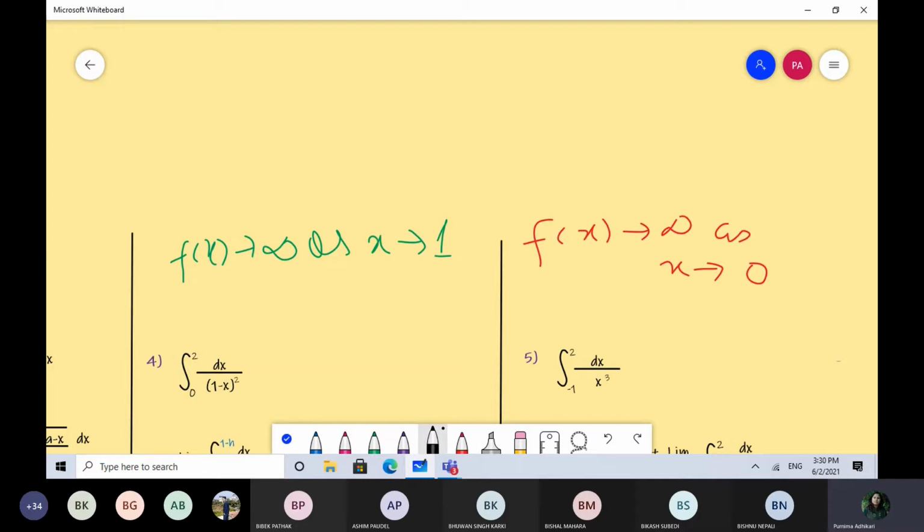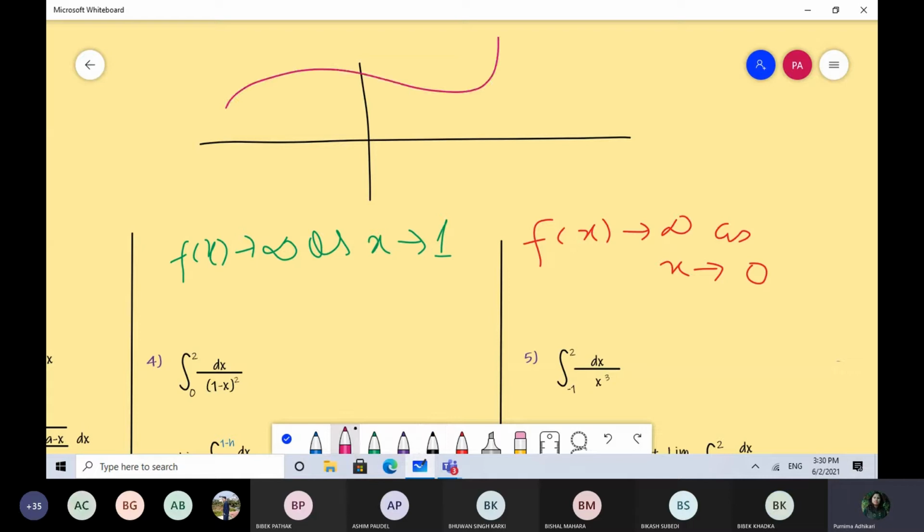So you remember the graph? We have done graphs. We have understood this part graphically. Let's take the example of the fourth one. The starting point is 0. You have a problem at 1, and then 2 is the upper limit. So how are we going to break this function? You remember? We have done it already. Yes, ma'am. 0 to 1 and 1 to 2.